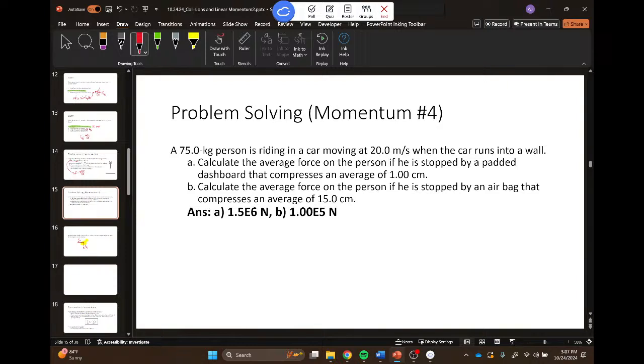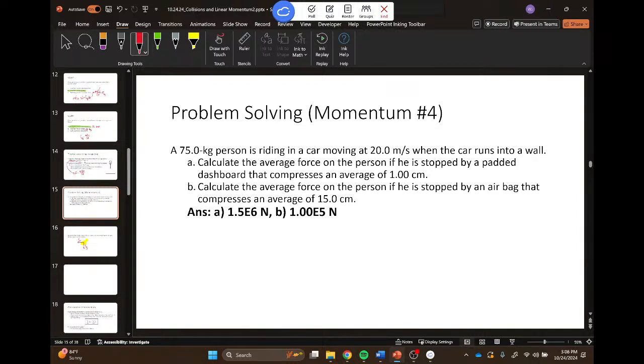The answers are a little exaggerated, because the reality is the padded dashboard is not the only thing that would stop the person. If they're wearing a seatbelt, that's going to factor into things. The friction from the seat is going to factor into things. So the way this is set up is as if the dashboard is the only thing that stops the person, and only over that compression of 1 centimeter. And so the answer is ridiculously large. The answer is unreasonably large. I want to point that out.